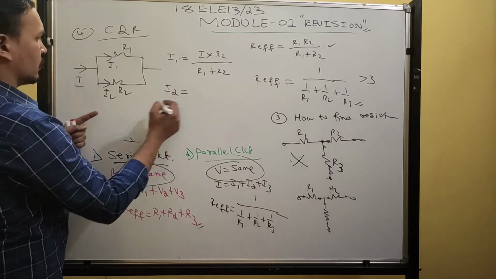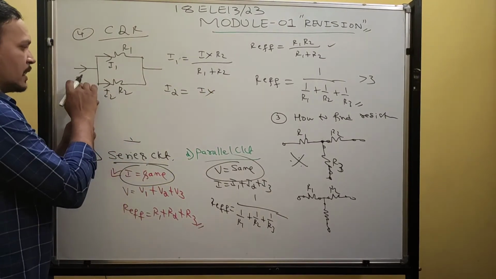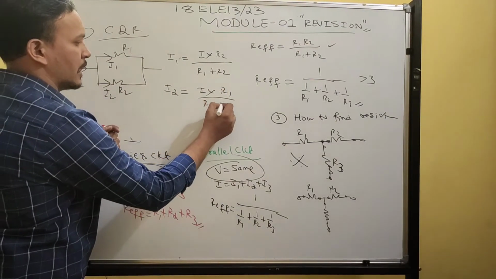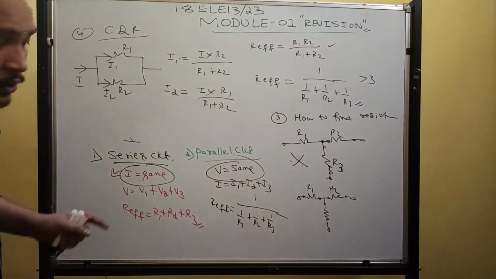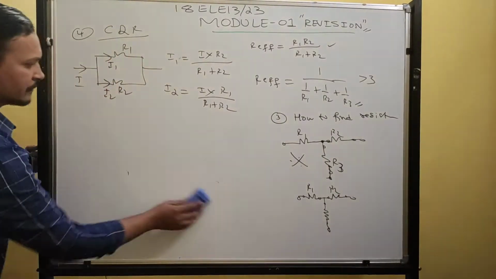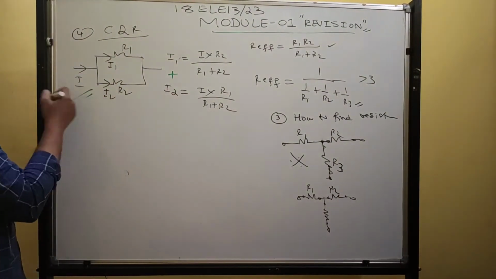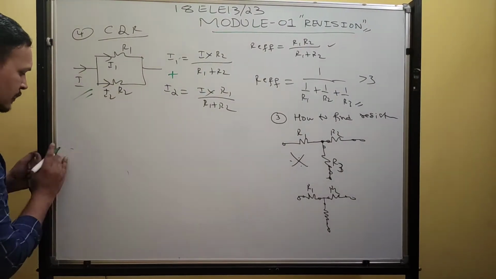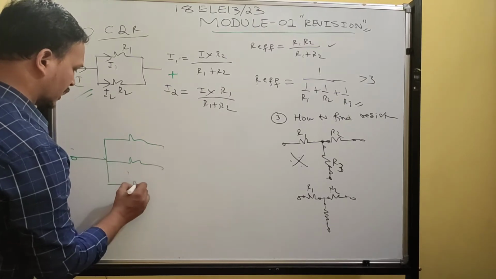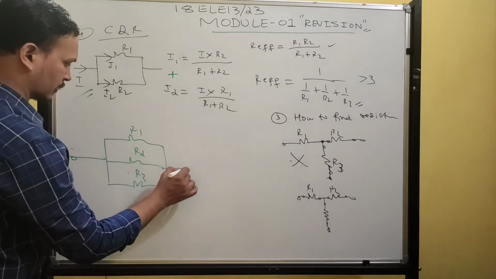Similarly, what is I2? Supply current times, since you are finding current in this resistor, the other resistor: R1 divided by R1 plus R2. This is for the case of two resistances connected in parallel. After finding all these values, you simply add; I1 plus I2 should be equal to I. Now take another example. Let's take three resistors, R1, R2 and R3, connected in parallel.